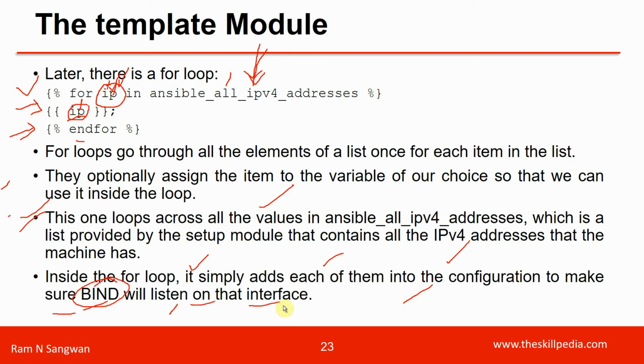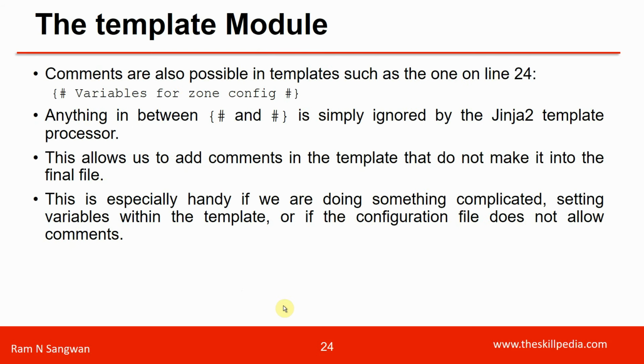This is actually the DNS server setup. Comments are also possible, like which is given in a variable for zone configuration. This is also a comment. You start with a hash, that will be a comment. Anything in between this curly braces hash and hash curly braces close is simply ignored by the Jinja2 template processor. This allows us to add comments in the template that do not make it into the final file. This is especially handy if you are doing something complicated, setting variables within a template, or if the configuration file does not allow comments.